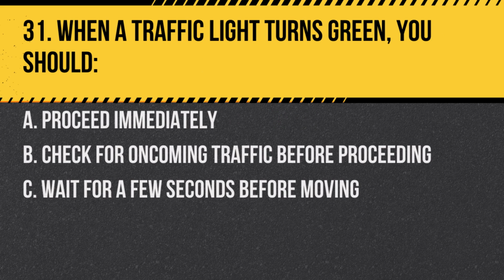Question 31. When a traffic light turns green, you should: A. Proceed immediately. B. Check for oncoming traffic before proceeding. C. Wait for a few seconds before moving. Answer: B. Check for oncoming traffic before proceeding. Always ensure the intersection is clear before proceeding on a green light.